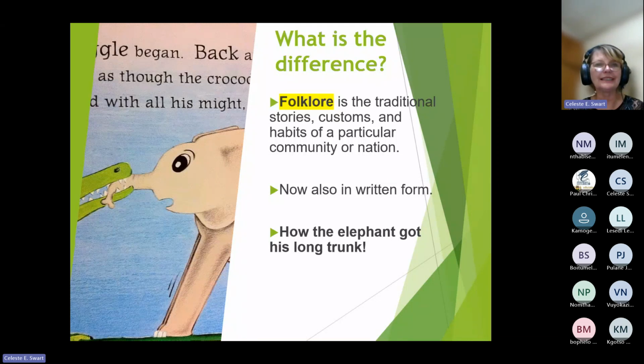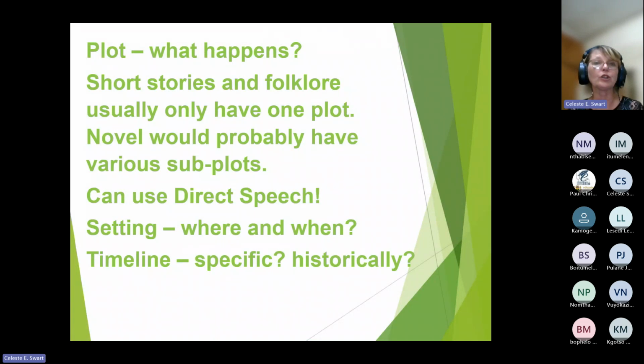Remember that a lot of the elements in the novel, short story, and folklore are also elements that we find in the drama. There's setting, things like that. So there are some common elements, but there are things that are different as well. The plot is about what happens in the story. Remember, a short story and folklore usually only has one plot. There's one event that occurs, whoops, it's over, because there isn't space to fill in anything else because it's so short. The novel would probably have a central plot and some subplots.